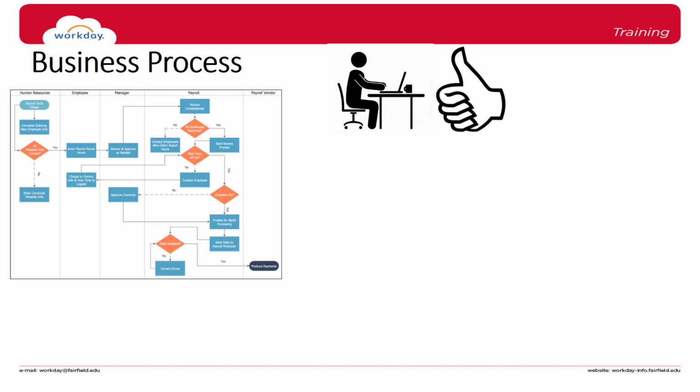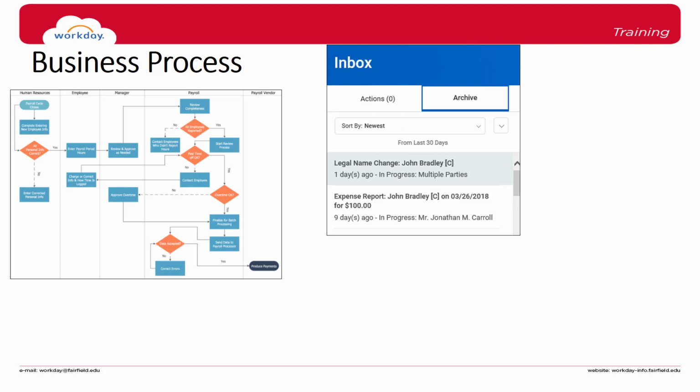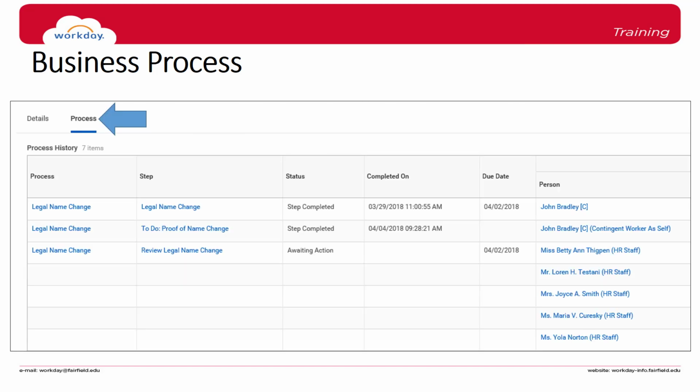You can check to see the status of a process you have initiated. Who has approved it? Who still needs to approve it? Go to your inbox and click Archive. Scroll to the process you want to check and click on the process. Click Process. All the steps in the process will be outlined, along with current status.